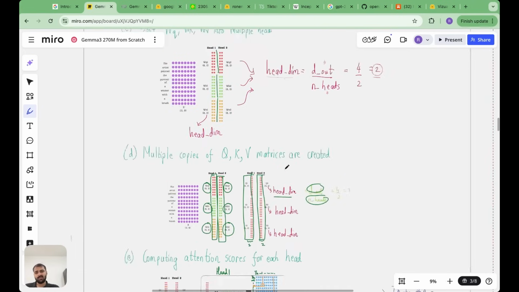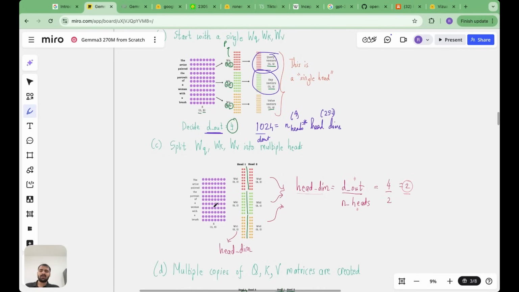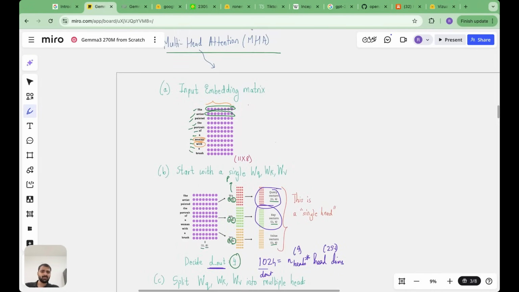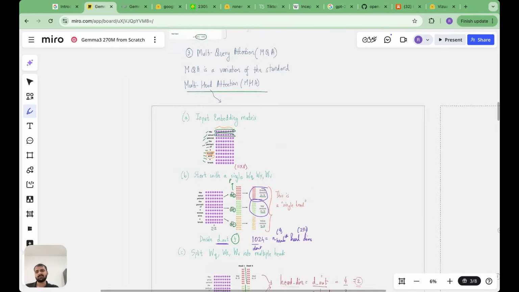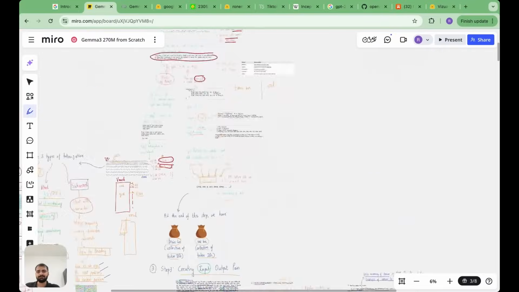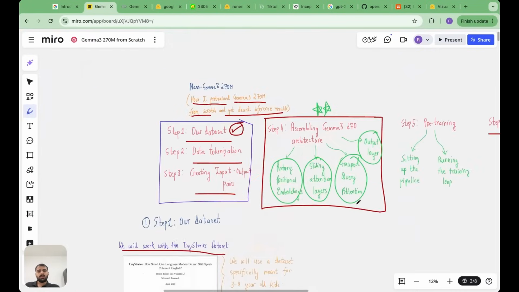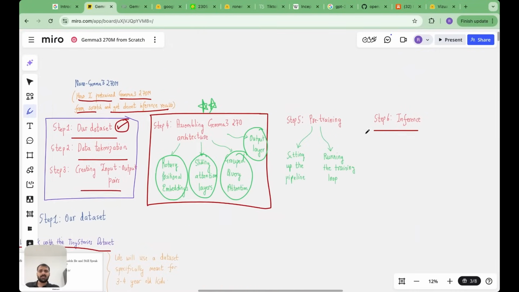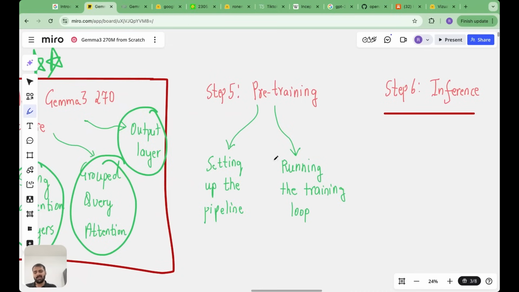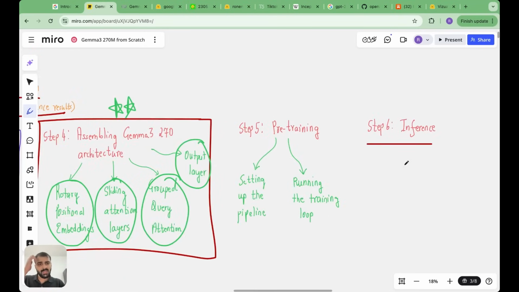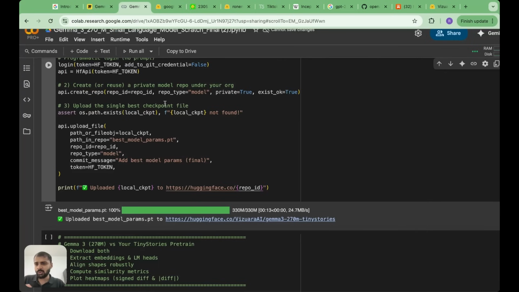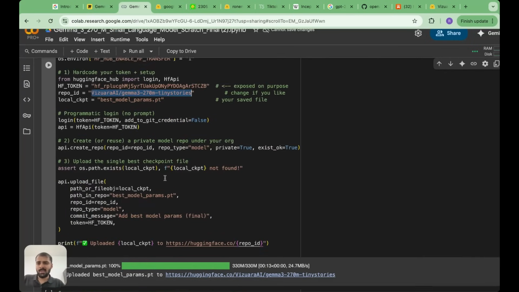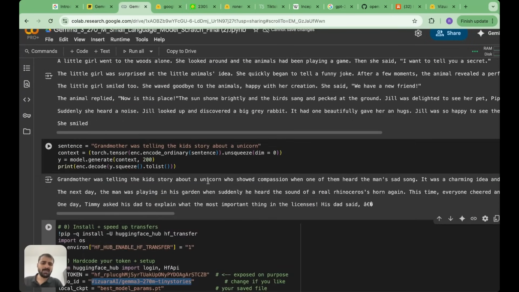Multi-query attention is also a change here. When there are only a few heads which are sharing values, it's called grouped query attention, but here all of the heads are sharing values, so it's actually multi-query attention. And then after that, we saw pre-training, where we saw different things like the AdamW optimizer, gradient accumulation steps, a mixed precision framework, and we ran the entire pre-training loop. And finally, we ran inference, and we saw how a 270 million Gemma 3 architecture model gave us good inference results on this specific data set.